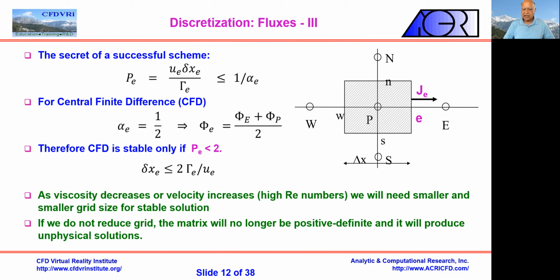That means I am inside a room which is warmer than the outside, and I'm gaining heat from the outside. Well, that doesn't make any sense, right? If I'm in a warmer room, I should be losing heat to the outside, okay? So that's the physical explanation, and the mathematical explanation is that the matrix will no longer be positive definite, which is a very important issue for solving the matrix.